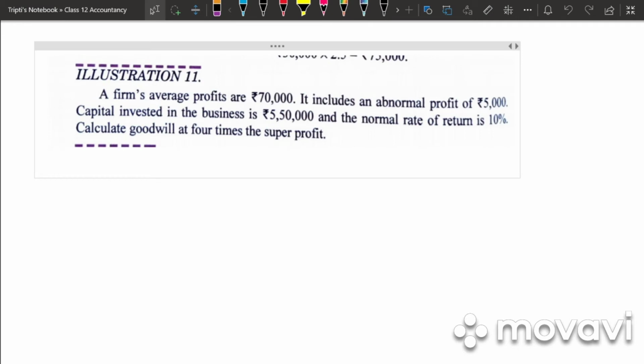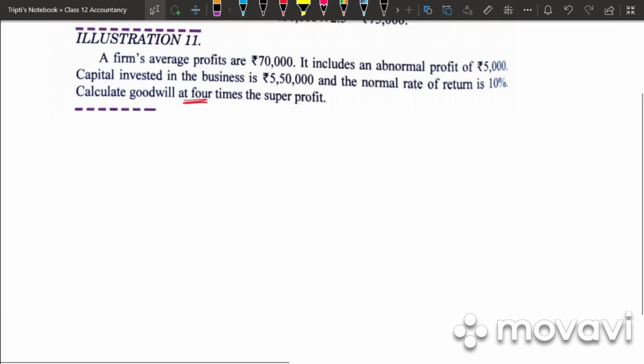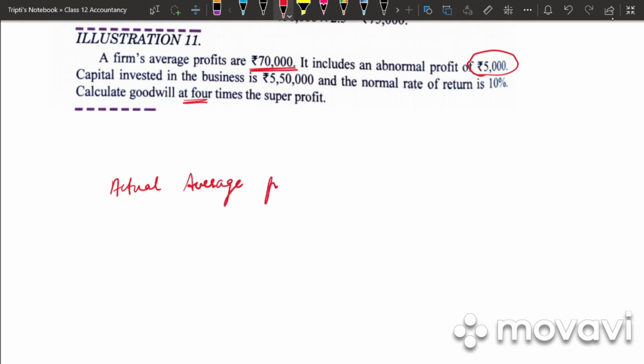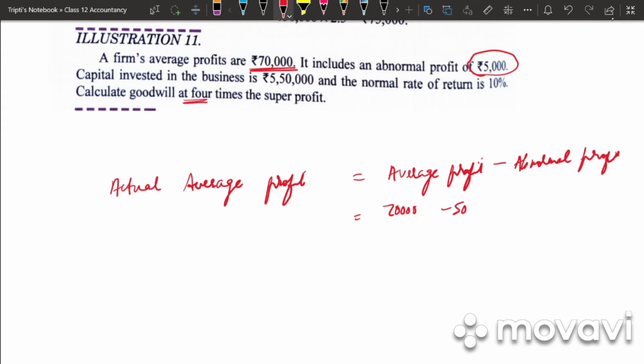A firm's average profit are 70,000. It includes an abnormal profit of 5,000. Capital invested is 5,50,000 and normal rate of return is 10%. Calculate goodwill at 4 times of super profit. So first we need to find out the actual average profit. They have given us the average profit and they have given us abnormal profit. So it is average profit minus abnormal profit. That is 70,000 minus 5,000, 65,000.